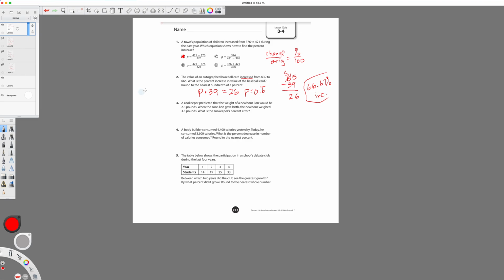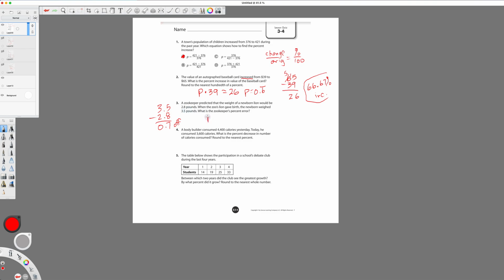Number 3, a zookeeper predicted that the weight of a newborn lion would be 2.8 pounds. When the zoo's lion gave birth, the newborn weighed 3.5. So let's see how far off the prediction was. 3.5 minus 2.8. And the zookeeper was off by 0.7. And I need to compare how far off that is to what it should have been. And what he should have predicted is the actual 3.5.